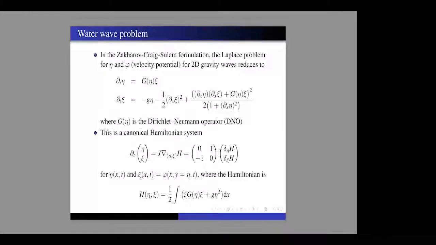So the starting point is the Zakharov-Craig-Sulem formulation for the water wave problem. And again, I'm looking at 2D gravity waves on deep water. So that's the setting. So eta, that's the free surface elevation. Xi, that's the trace of the velocity potential on the free surface. And G is the Dirichlet-Neumann operator. It's a canonical Hamiltonian system for eta and xi.